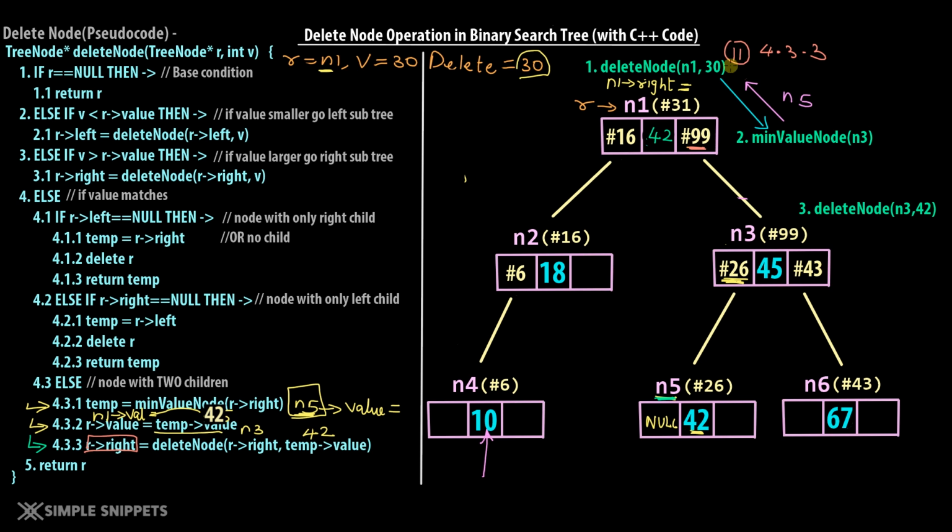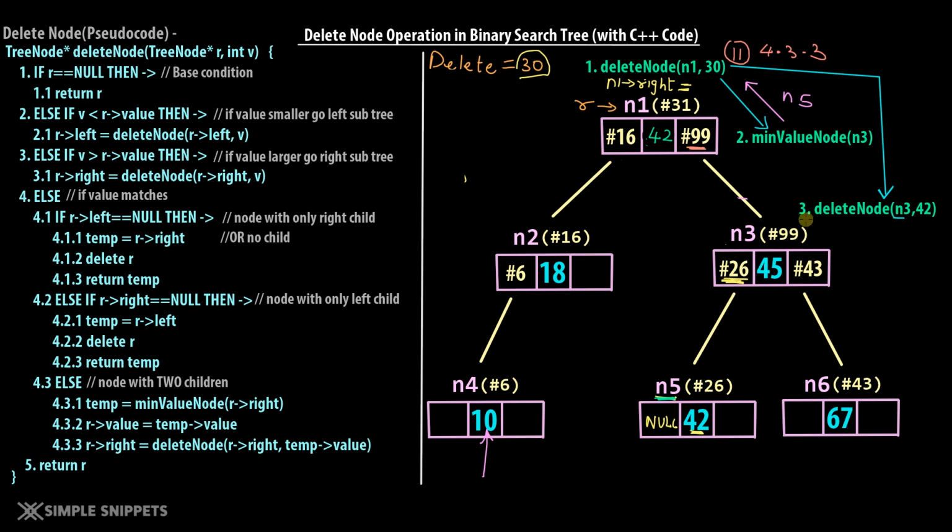So this first delete node operation just gave a call to another delete node. We are passing n3 and the value to be deleted now is 42. Okay? Alright, so I hope you understood what is happening so far. The first delete node is again in pause state at 4.3.3. So now let's go ahead and execute this third function call, which is delete node operation.